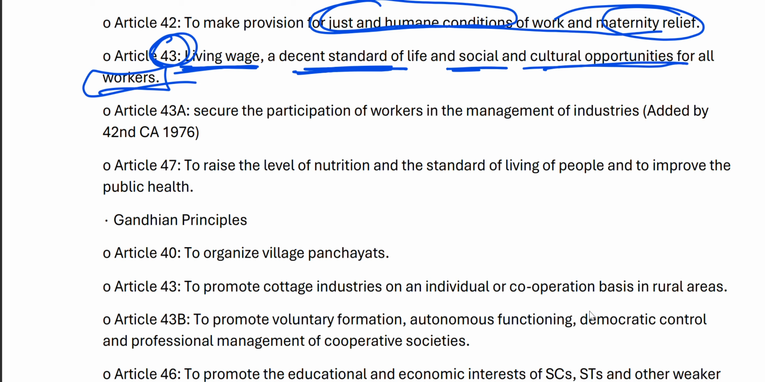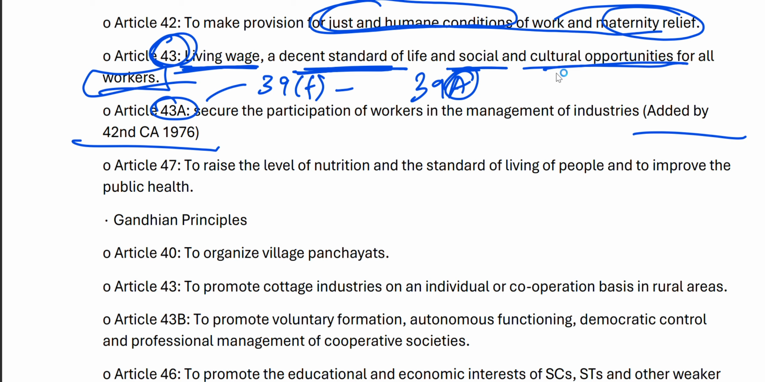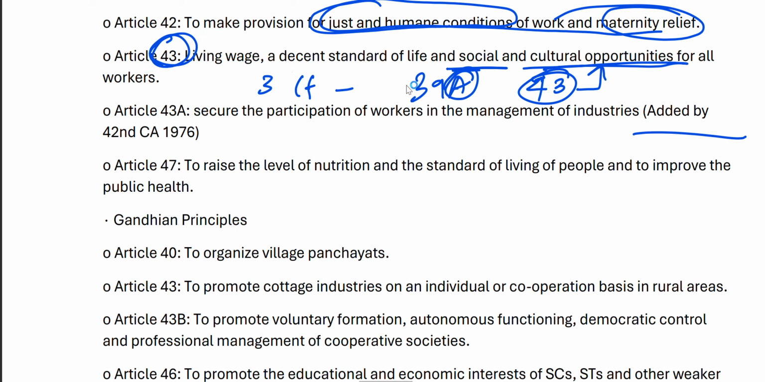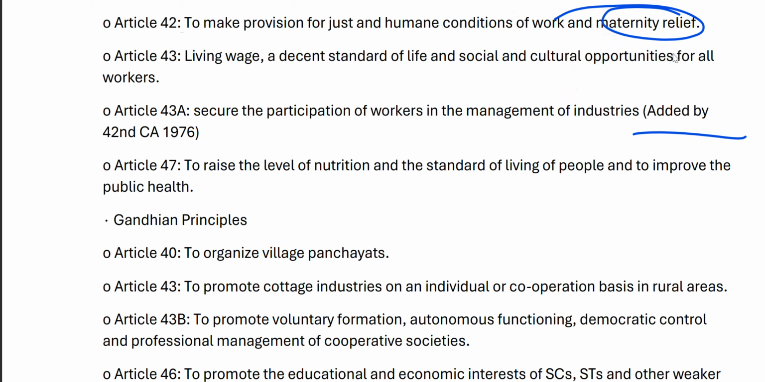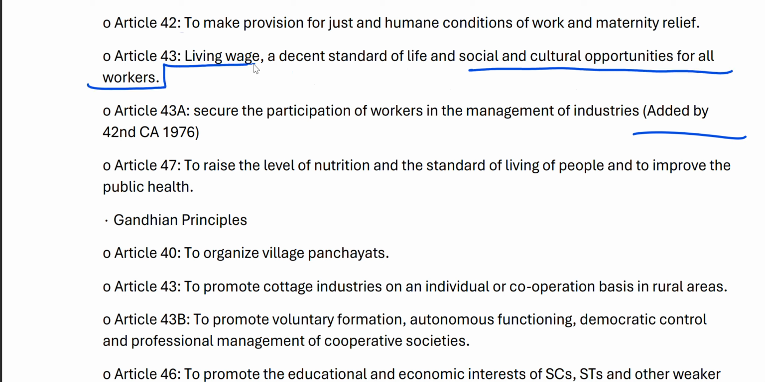39F is also added by the 42nd Constitutional Amendment Act. This is opportunities for health of the children, and 39A is related to free legal aid. Then we have 43, which is related to the decent living wage of the workers, decent standard of life. We have the social and cultural opportunities for all the workers. We need to establish a decent standard of life for all the workers.